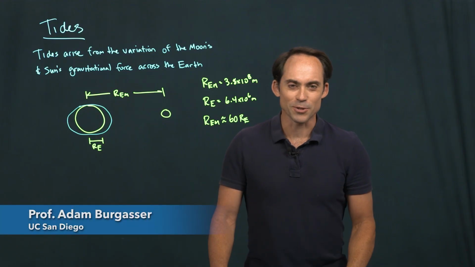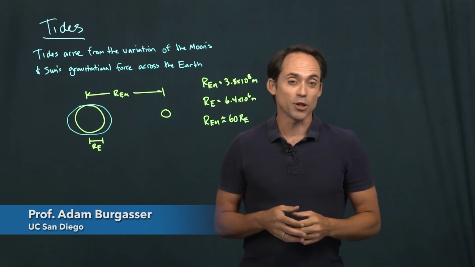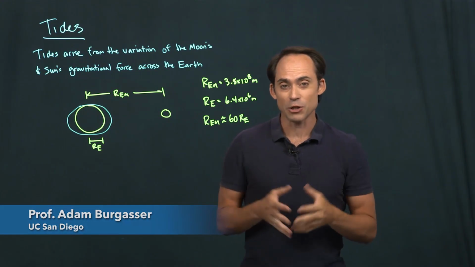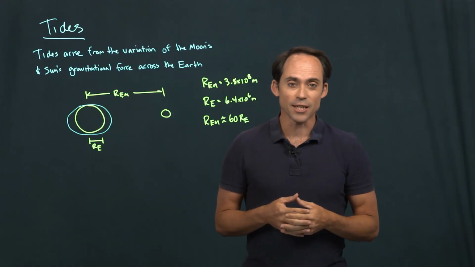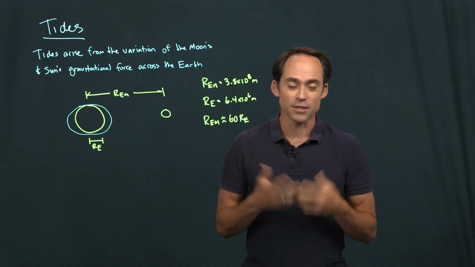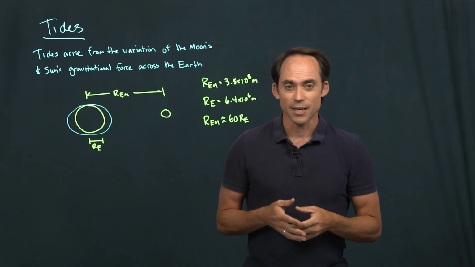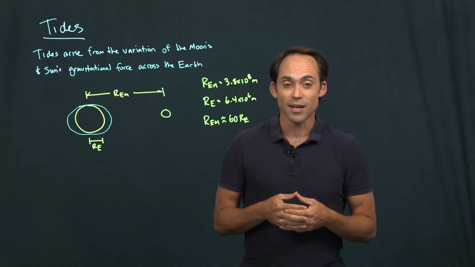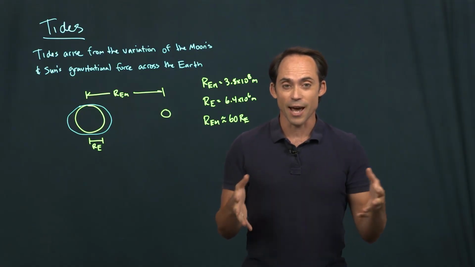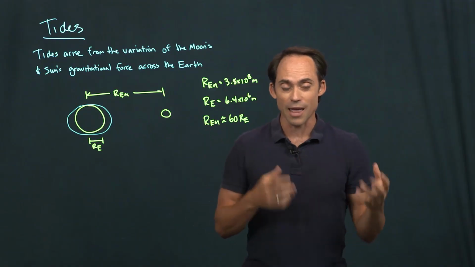Hi everyone, this is Professor Burgasser, and in this video we're going to look at how we can use our gravitational force law plus approximation methods to get an idea of the forces that give rise to tides on our planet. Now the tides arise because the gravitational force law varies with distance, and we have a force that's acting on us by both the sun and the moon.